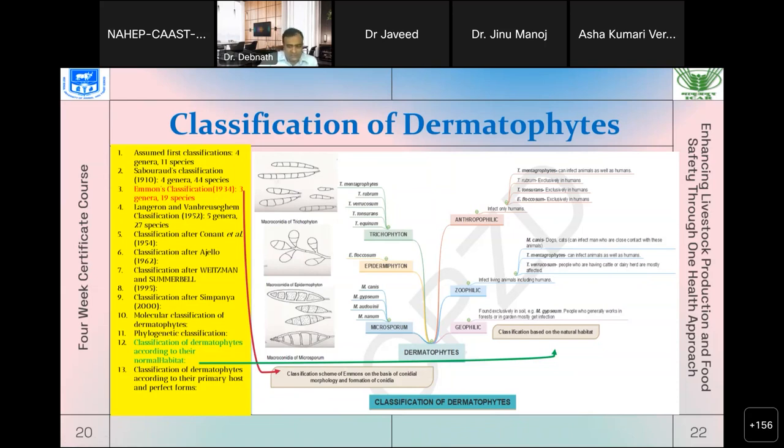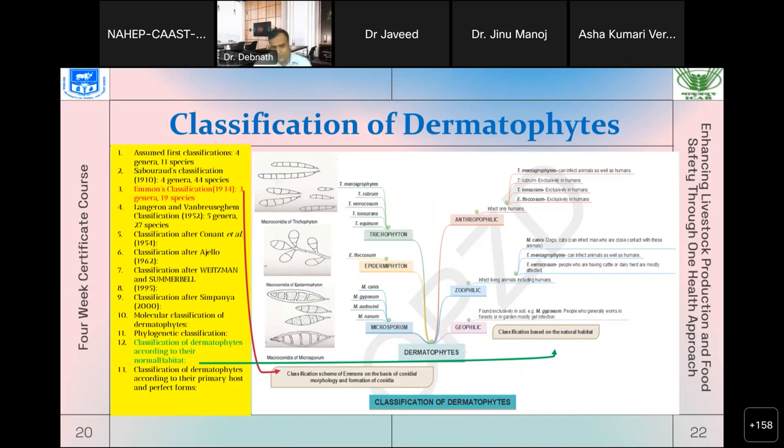The conidia that I was telling about in the previous slide can be of two kinds, macro as well as microconidia. So on the basis of the morphology of these conidia produced by the dermatophytes, Emmons classified all the dermatophytes into three distinct genera. The first one is Trichophyton, second Microsporum, and third one is Epidermophyton. And within these genera, different species are also there.